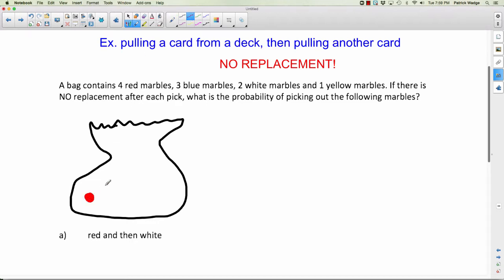I'm going to draw these lovely red marbles floating in the bag. It's just easier to see this way. 3 blue marbles: 1, 2, 3. I should just speed through this. Do you really want to watch me do this? 2 white marbles. What was I thinking? I can't draw white, so this is my white marble, okay? And 1 yellow. That's dumb too. Yellow doesn't show up very well in this thing. All right, so there's my marbles.